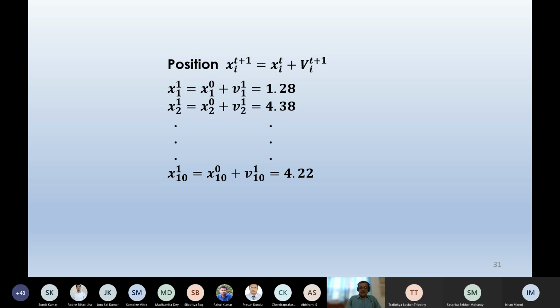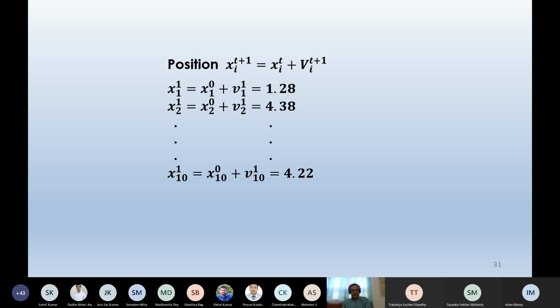So you follow that complete one iteration, follow the same principle for the next iteration, and through a large number of iterations, the PSO algorithm will be able to give you the best solution or the optimal solution. I hope the principle of PSO is clear to all of you.